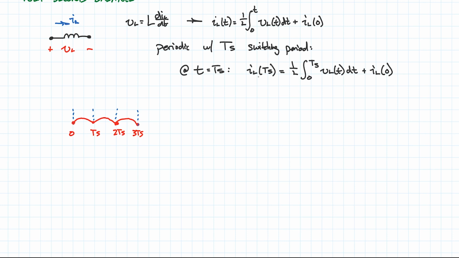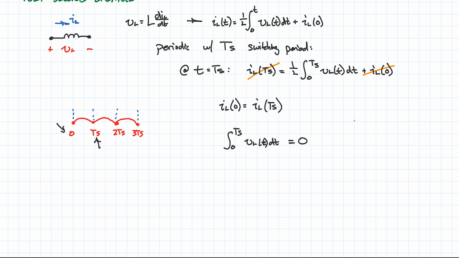That means IL of 0 is equal to IL of Ts, right? Because it must be the same when it starts and at the end of the period. So this is 0 and this is Ts, and they're the exact same value, otherwise it wouldn't be periodic. If that's the case, then essentially what you have is IL of Ts here, and this thing ends up canceling. So what you're left with is the integral of VL of t dt is actually equal to 0.